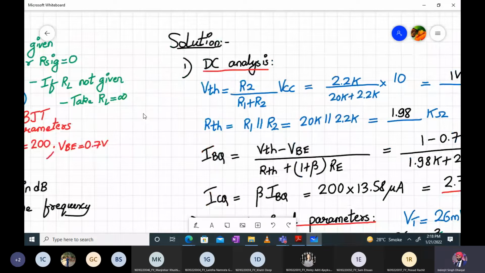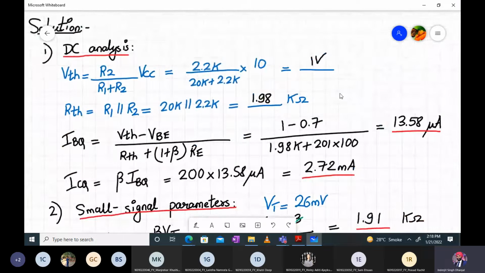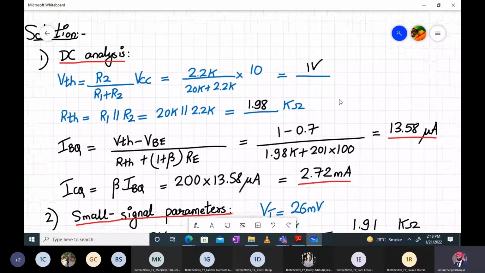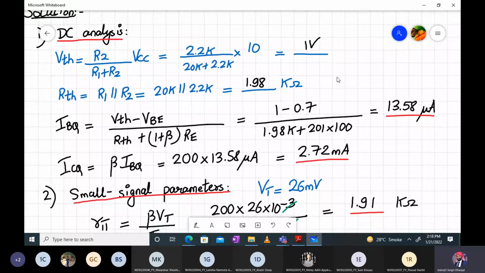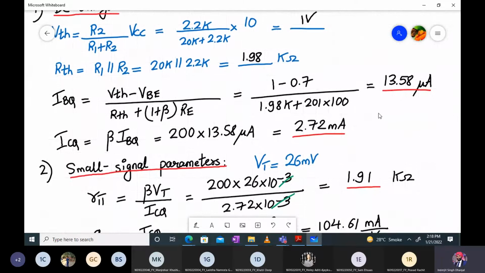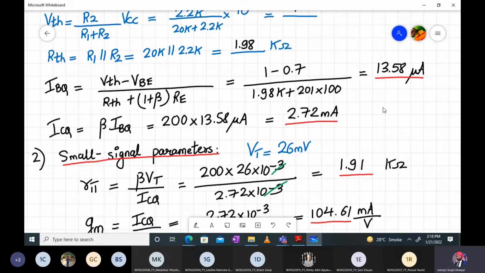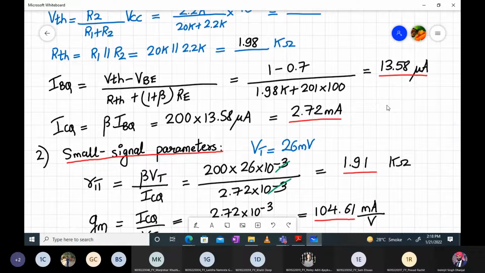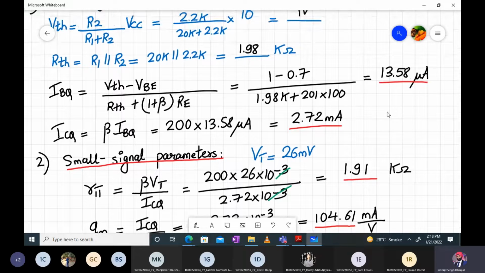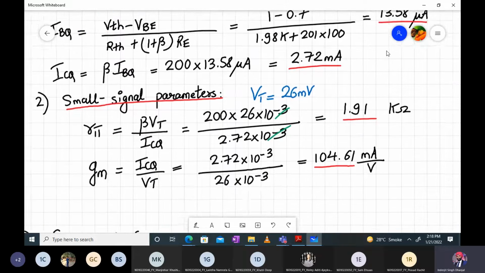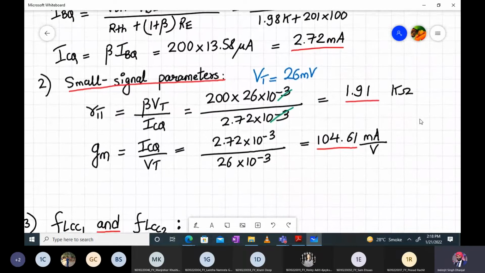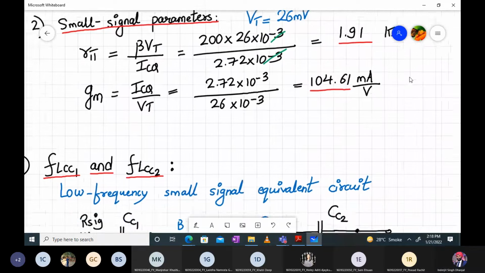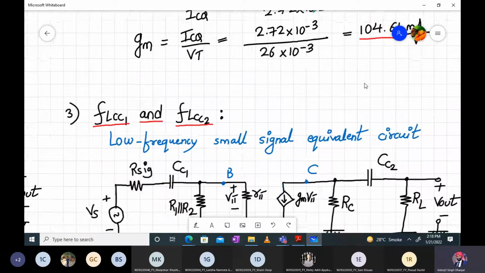So let's revise what we have done so far. From this analysis, we have got VTH equal to 1 volt, RTH is 1.98 kilo ohms. I hope that you all have verified this. Then we have IBQ equal to 13.58 microamperes, ICQ equal to 2.72 milliamperes. Then we have small signal parameters: rπ was 1.91 kilo ohms, gm was 104.61 milliampere per volt.